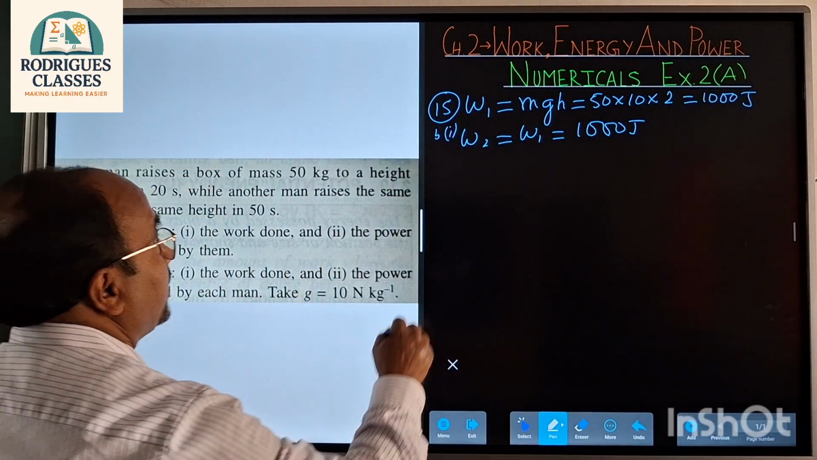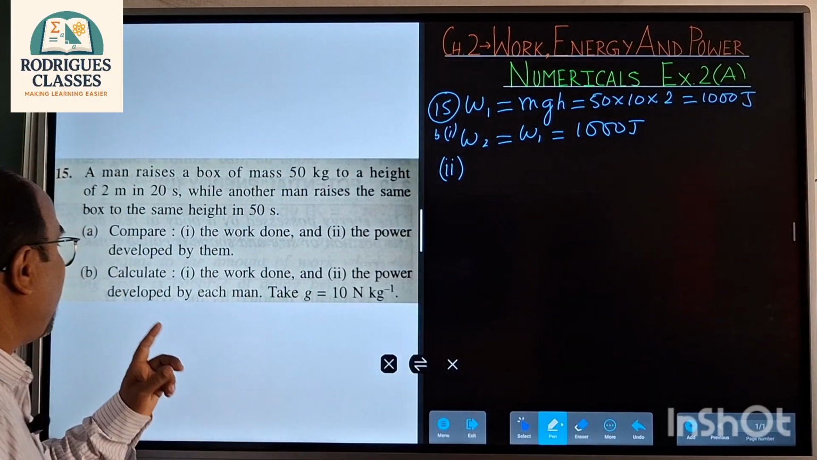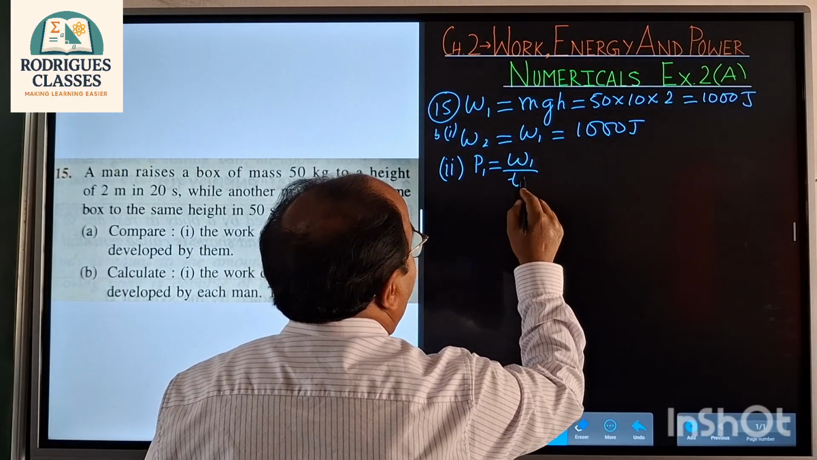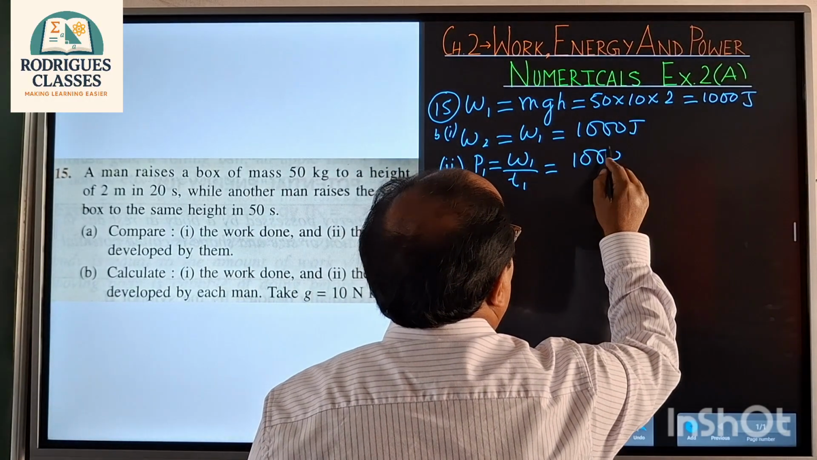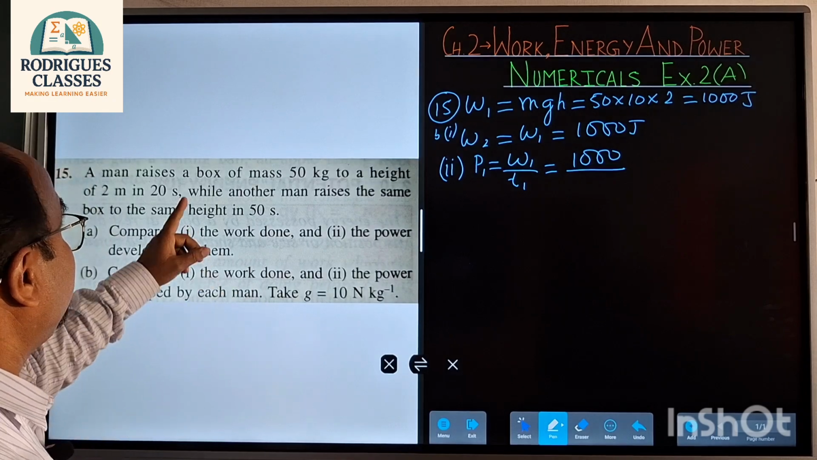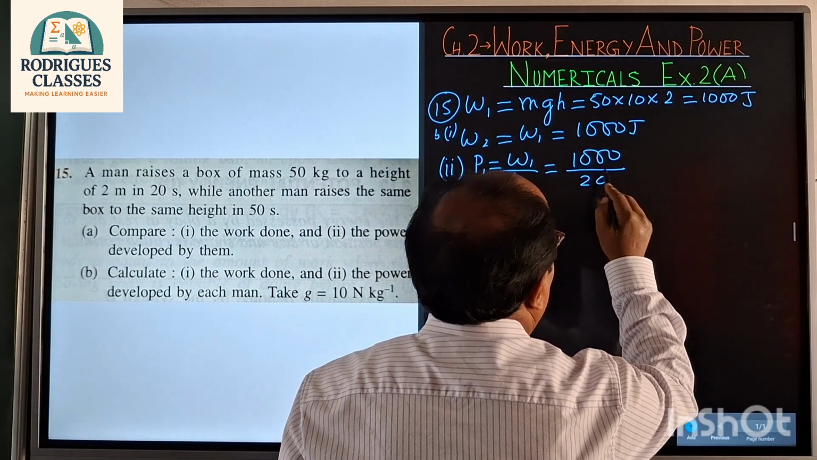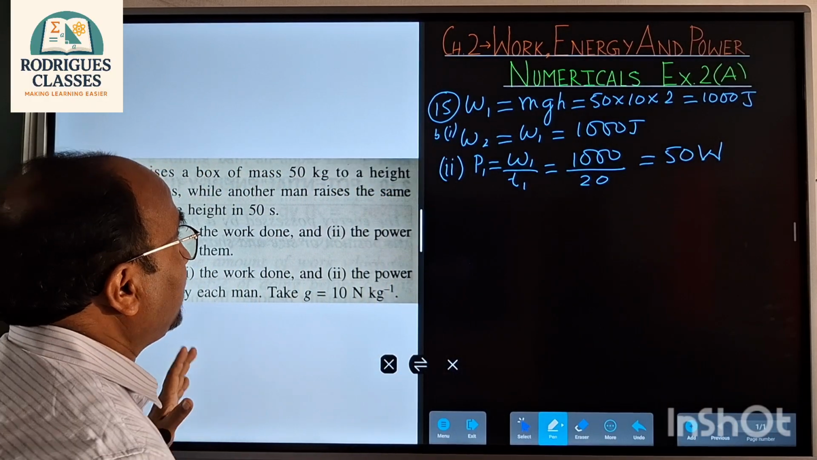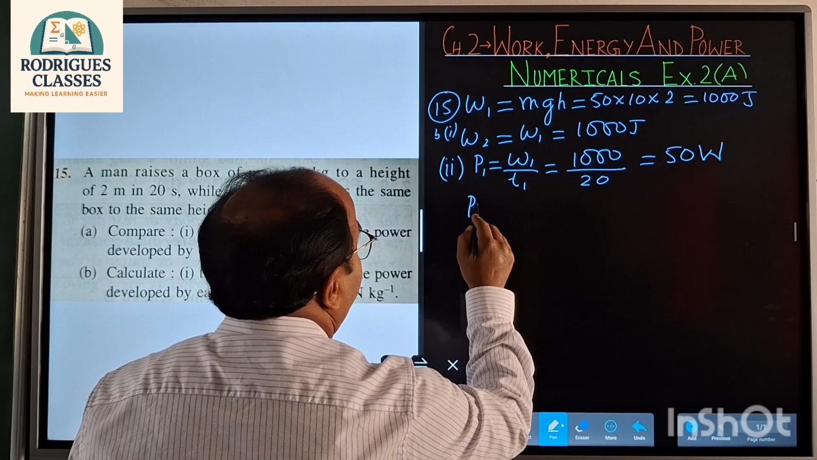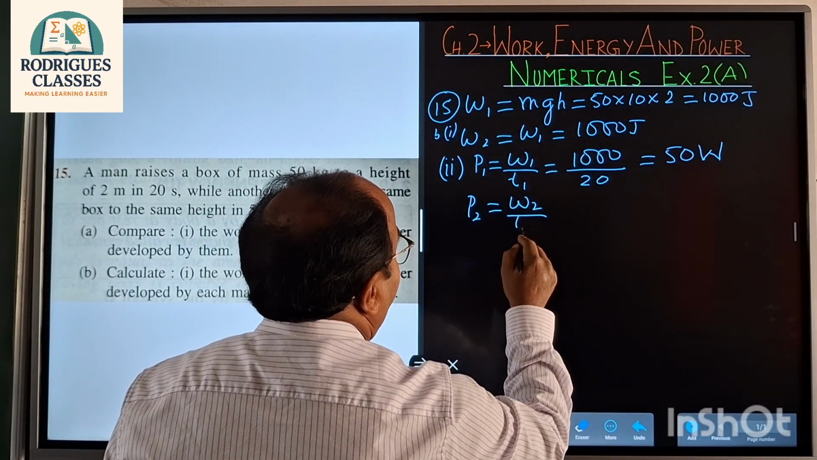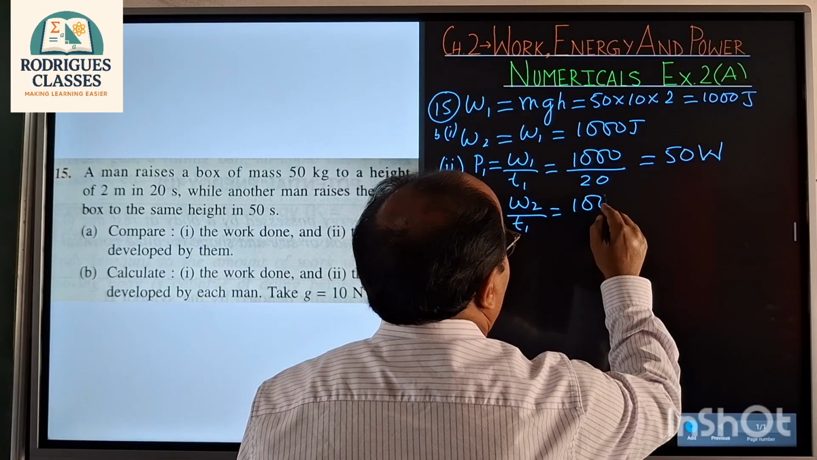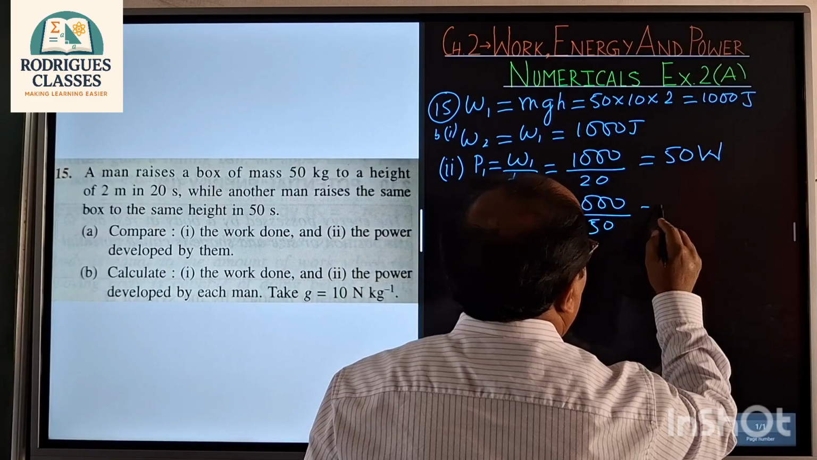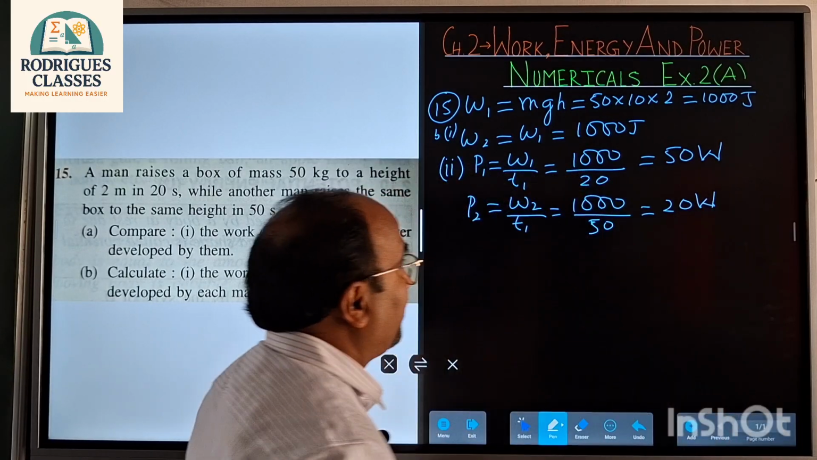Now the second part is the power developed by each man. So I'm writing for P1 will be W1 by the time taken by the first one. So 1000 divided by the time taken by the first one, which is 20 seconds. So 1000 divided by 20 will give you 50 watt. So this one is done. Then for the second person, W2 by T2, work done is the same 1000, but the time taken is different, which is 50 seconds. So 1000 divided by 50 will give you 20 watt. So we have done the calculation part.